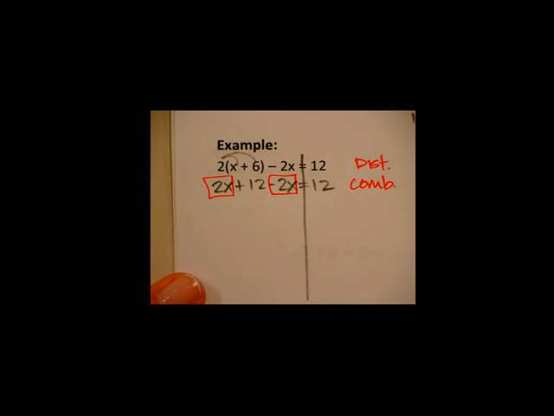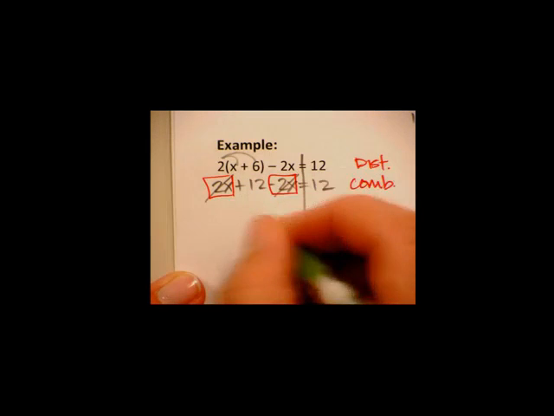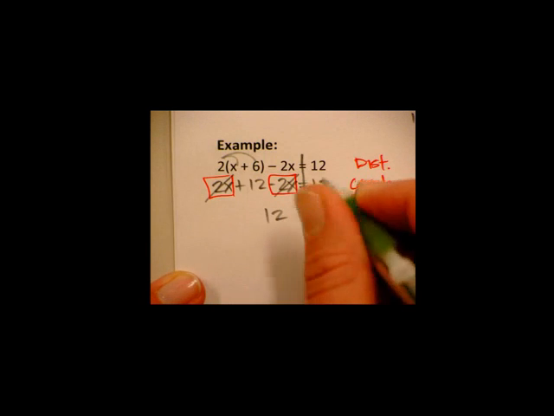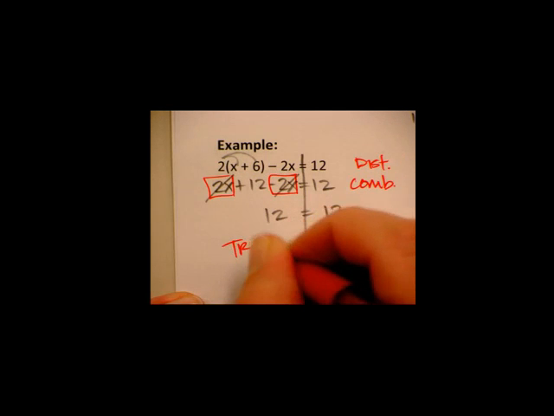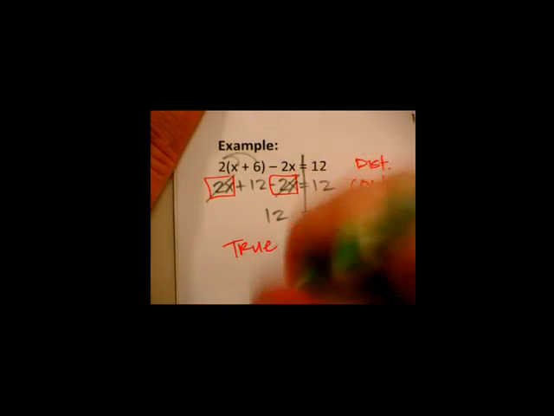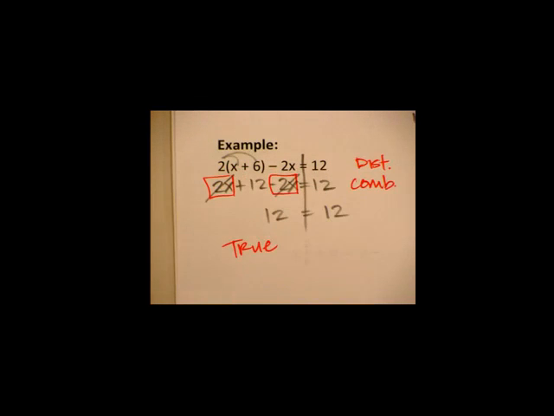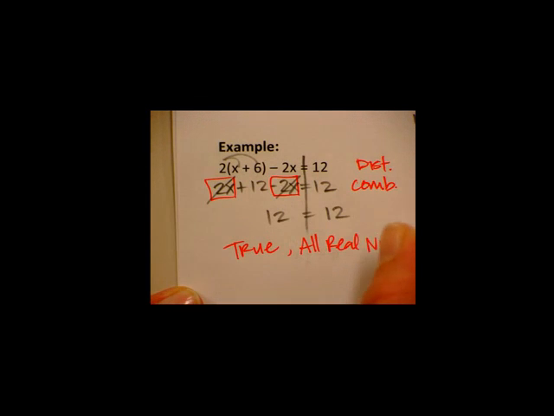They equal 0. So since these guys cancel, what I'm left with on the left is 12, and what I have on the right is 12. Is that true or false? Well, that's true. 12 is the same as 12. And what this tells me is that any number I plugged into this equation will give me a true statement, so we say all real numbers.